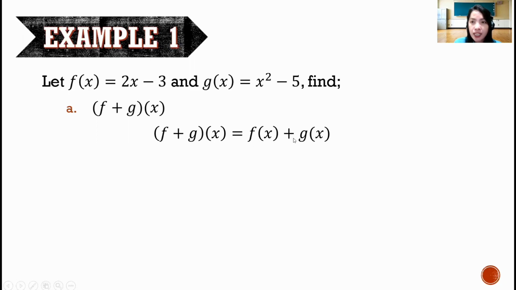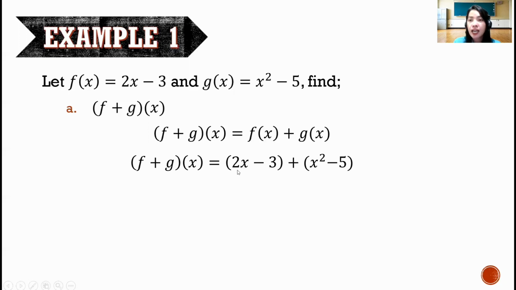And then that is followed by the operation or the symbol for addition, which is the plus sign, and then the second function, g of x. So here, kukunin na natin yung mga values ng f of x and g of x. Yung value ng f of x is 2x minus 3. Do not forget to enclose that using a parenthesis. Ibig sabihin, nagsasubstitute ka for the value of f of x. Do not forget to copy the plus sign and then the value of g of x, which is x squared minus 5. Again, do not forget to enclose using a parenthesis.